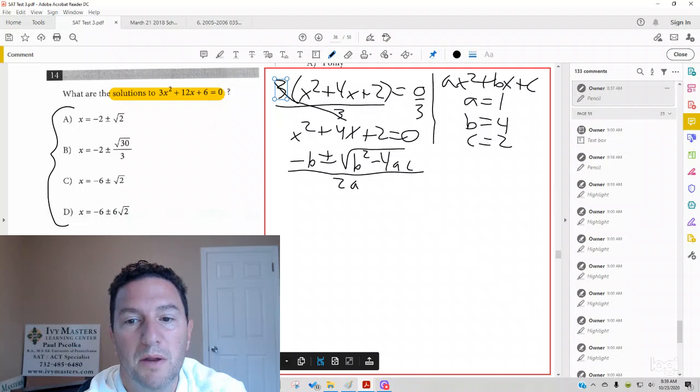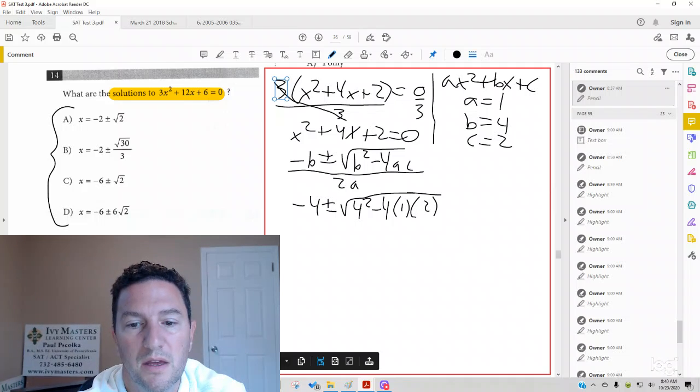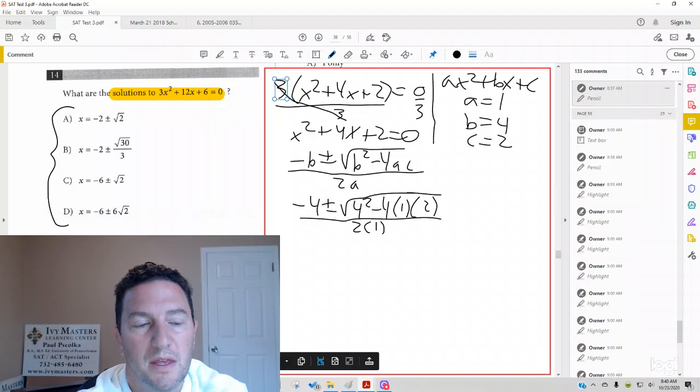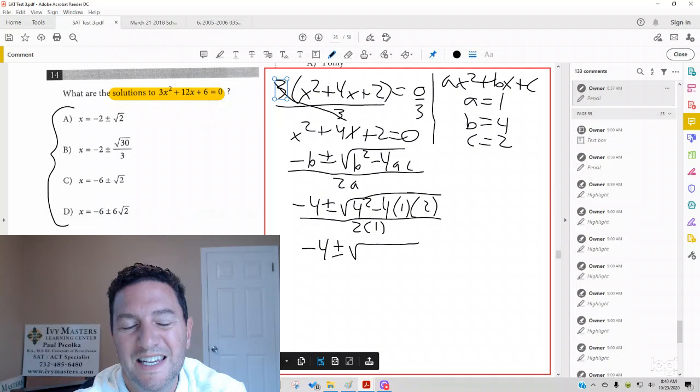So in place of all my b's, I put 4. In place of my a's, I put 1. In place of my c's, I put 2. Here we go. We have negative 4 plus or minus the square root of 4 squared minus 4 times a, which is 1, times c, which is 2. That whole thing's over 2a, so 2 times 1. And now you've got negative 4 plus or minus the square root of, well, you get 16 minus 8 there. So it winds up being 16 minus 8 is 8.